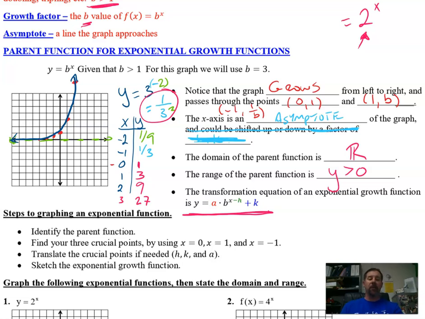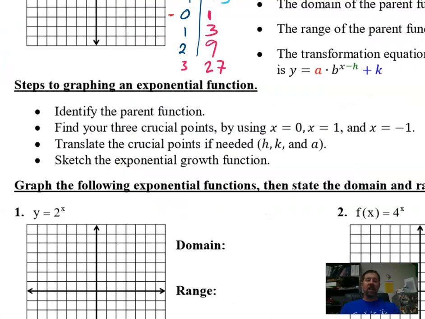So, with all that being said, here are the steps to graphing an exponential function. First, you want to identify your parent function: identify the b to the x part and find that base. Second, you're going to find the three crucial points you need by using x = 0, 1, and -1. We're going to plug those in. Then we're going to shift, or translate, the graph using our h, k, and a values. And then we're going to sketch our exponential growth function.